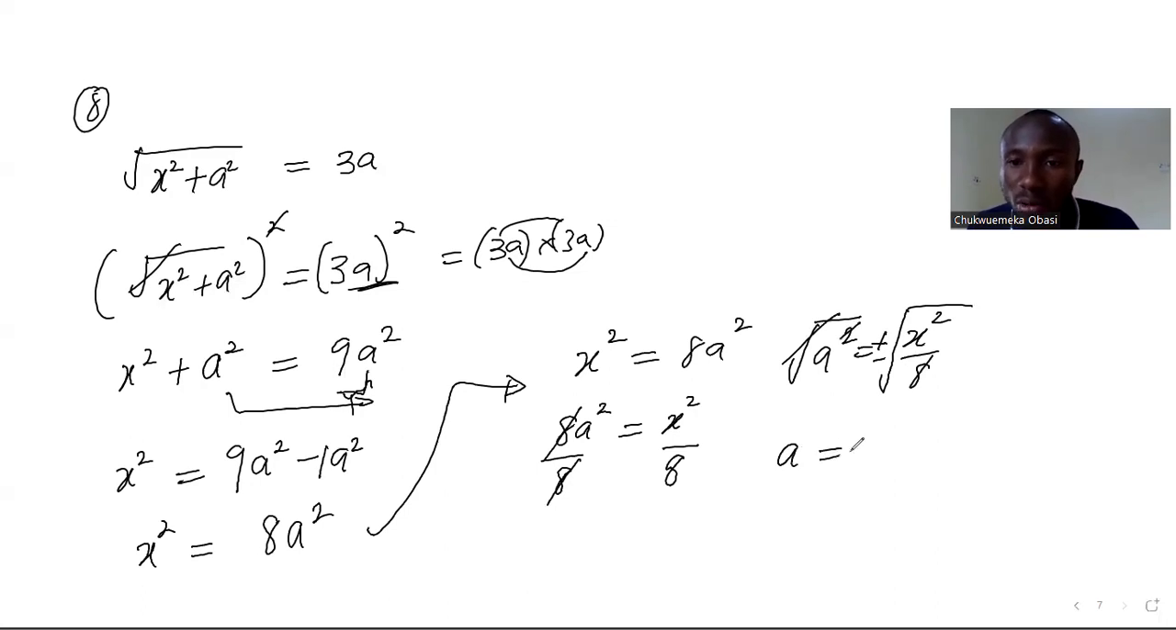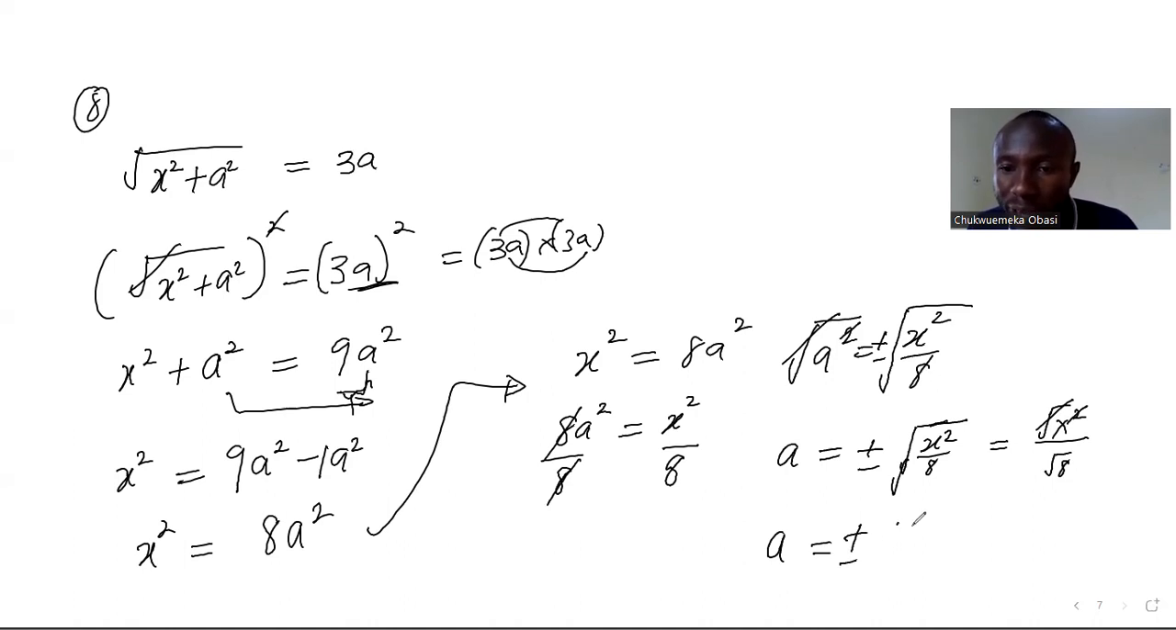So you have a is equal to plus or minus the square root of x squared over 8. So you can leave your answer like this, or you can go further to simplify. This is still the same as the square root of x squared over the square root of 8. Now the square, we cancel out this guy. So you now have finally a is equal to plus or minus x over the square root of 8. So this is making a the subject of the formula.